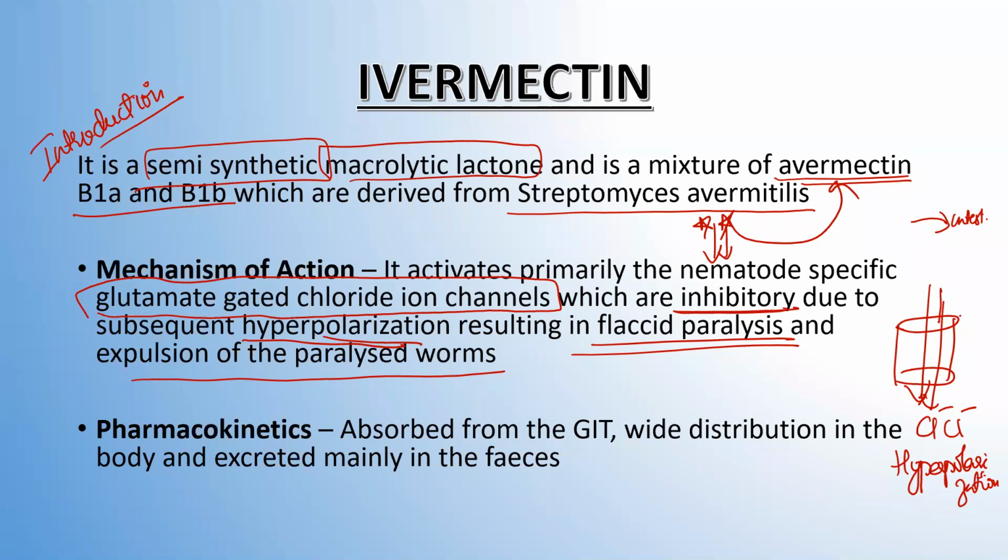It acts on the glutamate gated chloride ion channels, and when chloride drives in, it causes hyperpolarization, leading to flaccid paralysis and expulsion of the paralyzed worms. The pharmacokinetics are quite simple. It is absorbed from the GIT. There is wide distribution of this particular drug, and it is excreted in the feces.